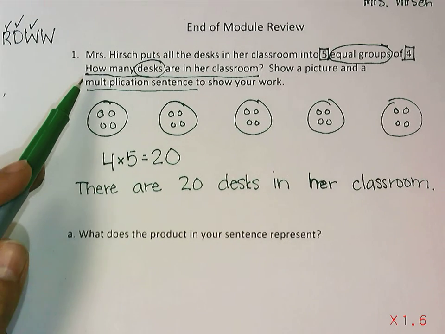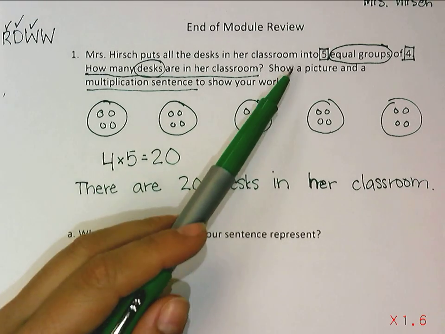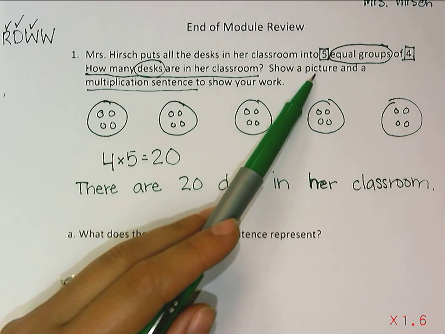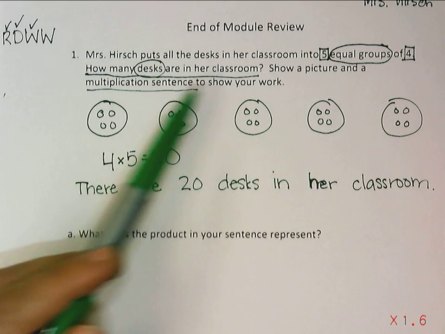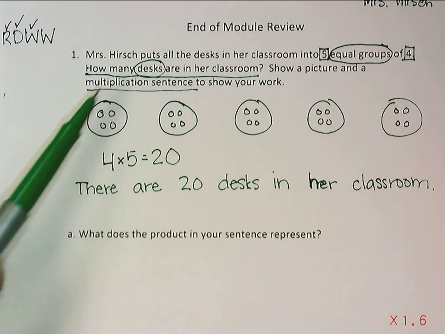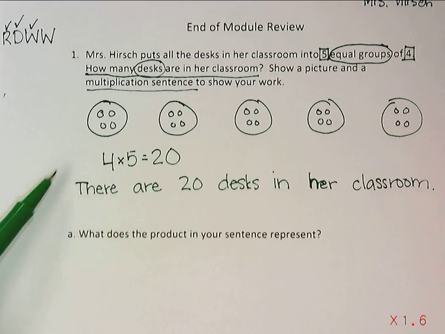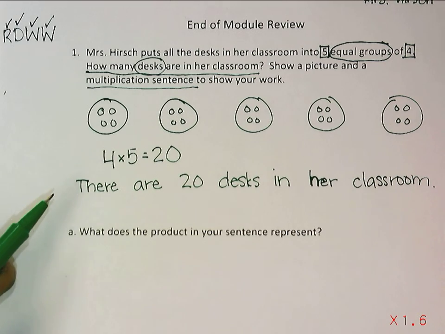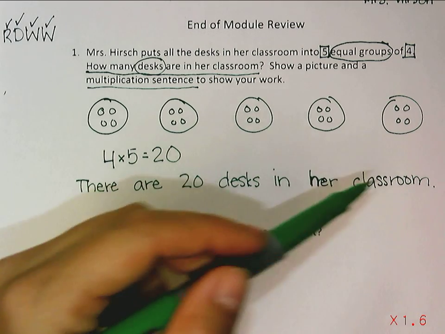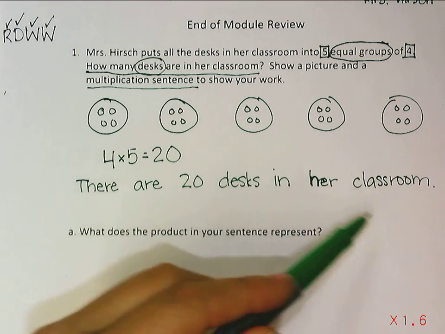So let's make sure we solved all the parts for problem 1. It says show a picture. Did we do that? Yes. And a multiplication sentence. Did we write an equation? Yes. Did we write a sentence? Yes. So we'll check off that we also wrote an equation. On your test on Friday, you're going to get a problem that looks a lot like this.